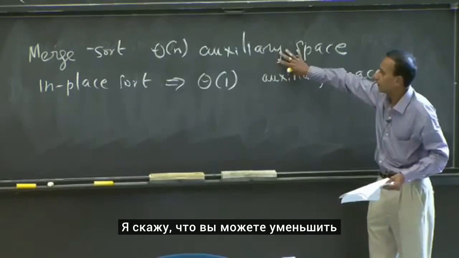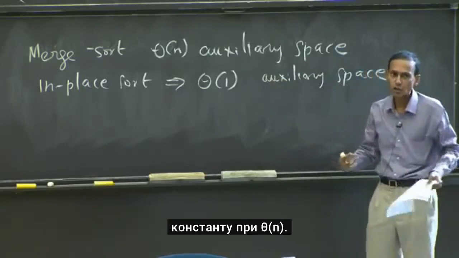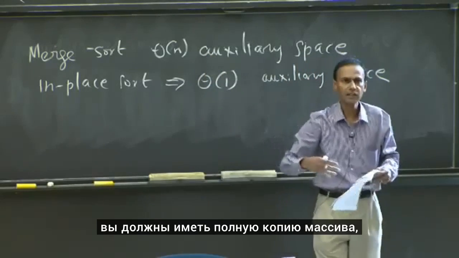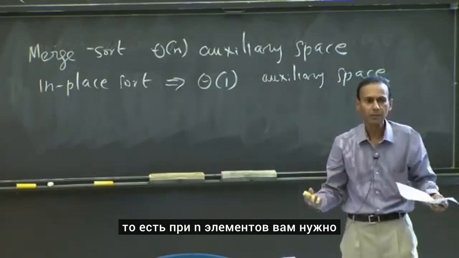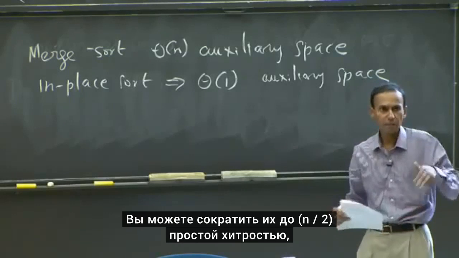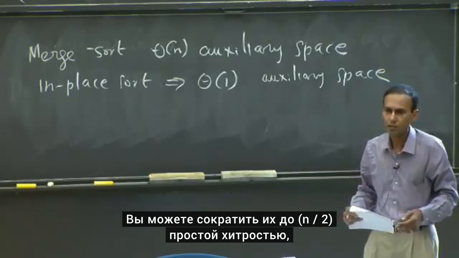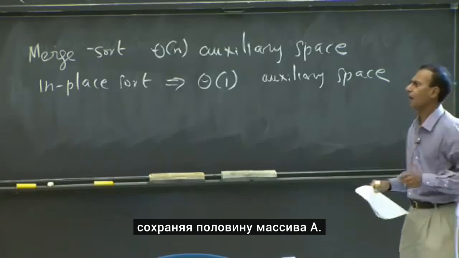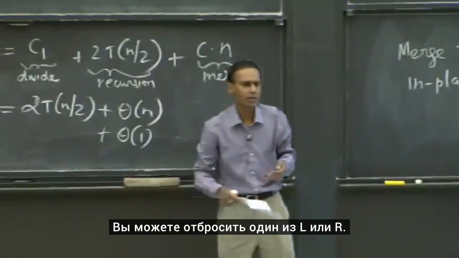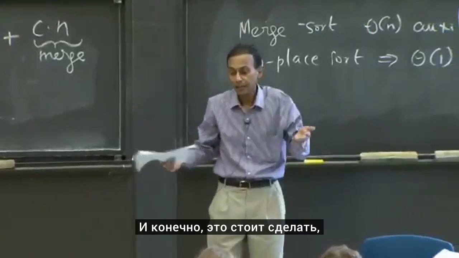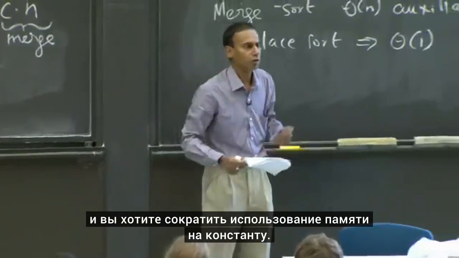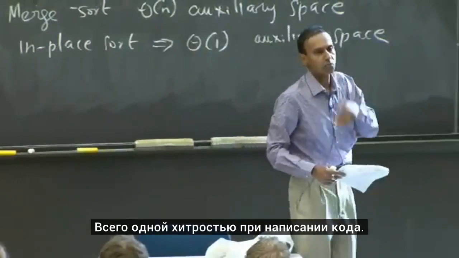I will say that you can reduce the constant factor of the Θ(n). So in the vanilla scheme, you could imagine that you have to have a copy of the array. So if you had n elements, you essentially have n extra items of storage. You can make that n over 2 with a simple coding trick by keeping half of A. You can sort of throw away one of the L's or one of the R's, and you can get it down to n over 2. And that turns out it's a reasonable thing to do if you have a billion elements and you want to reduce your storage by a constant factor. So that's one coding trick.